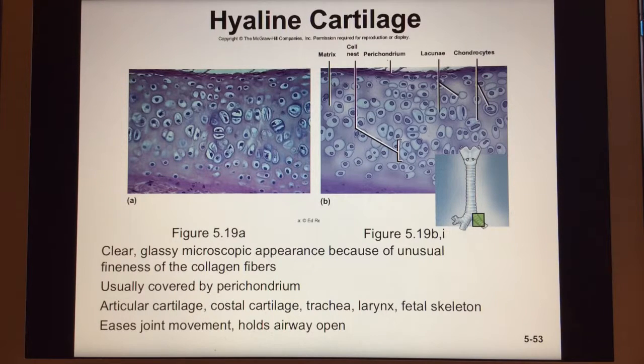This sample has been taken from the trachea. We find it there, also in the larynx, and especially in the fetal skeleton. This helps to ease joint movement, and in the trachea it holds the airway open.